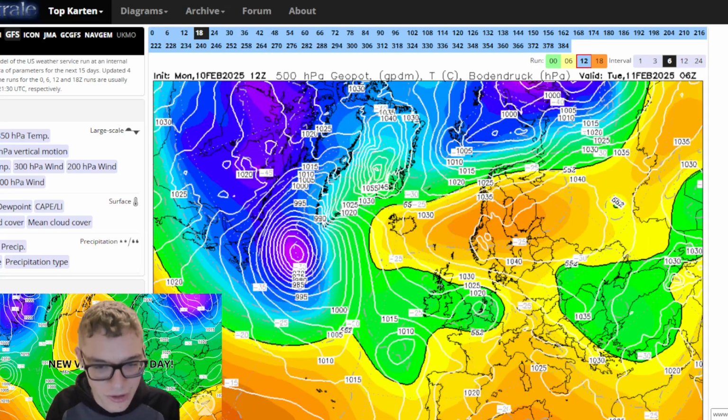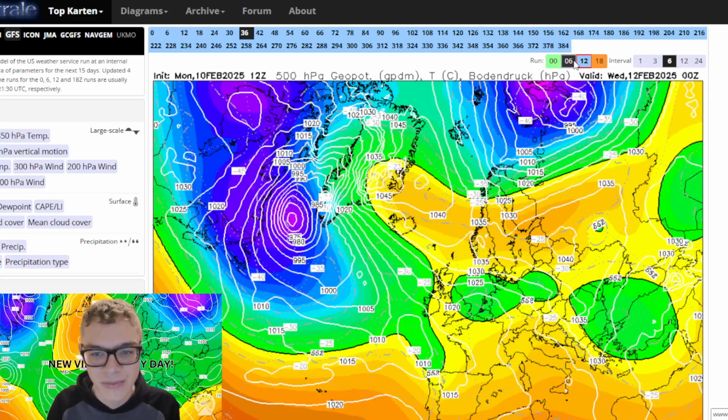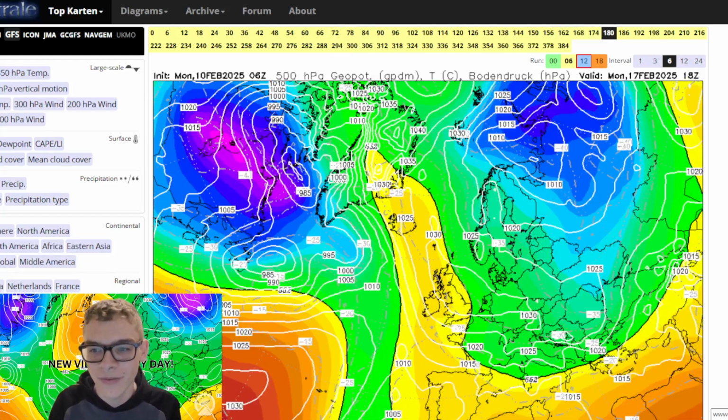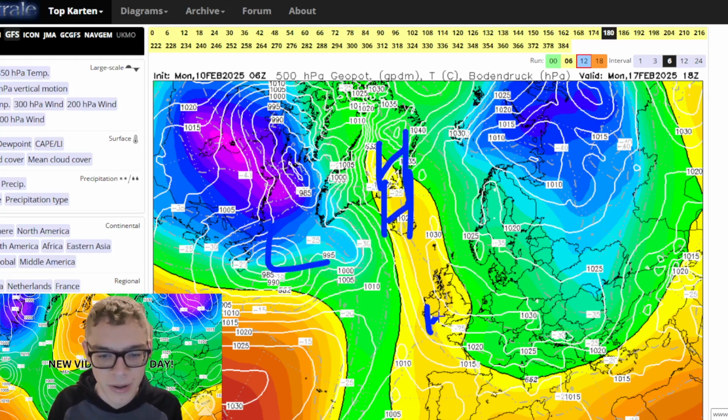Let's move on to the GFS then. This has been the interesting one today. The 6Z, take a quick look at the 6Z, very quickly. Again, we get the high pressure slightly further northwards. The Atlantic's less powerful, is held at bay. The high pressure remains to our north and west.